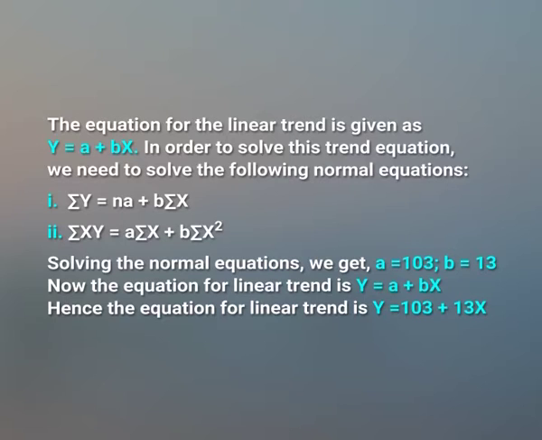Now solving the normal equations, we get a is equal to 103 and b is equal to 13. Now the equation for the linear trend is y is equal to a plus bx. Hence the equation for linear trend is y is equal to 103 plus 13x. Now let us calculate the trend values for the next 5 years on the basis of this equation.